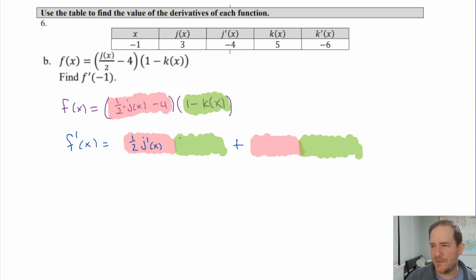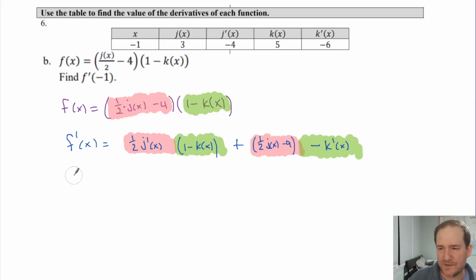Then for k, we of course have to bring this whole thing down: 1 minus k of x. Now over here in the pink, we just bring this whole function down. So it'll be the whole 1/2 j of x minus 4. And then in the green, we're doing this guy's derivative. And the derivative of 1 is 0 minus the derivative of k. So it'll be negative k prime. But this is it. This is our derivative, which means I guess we're ready to just start substituting in.